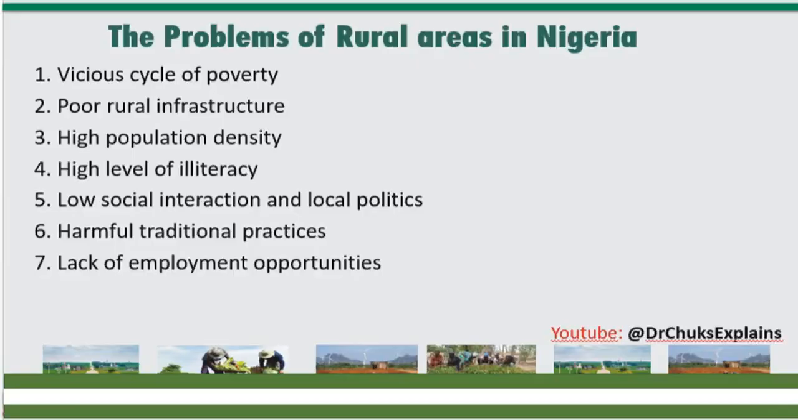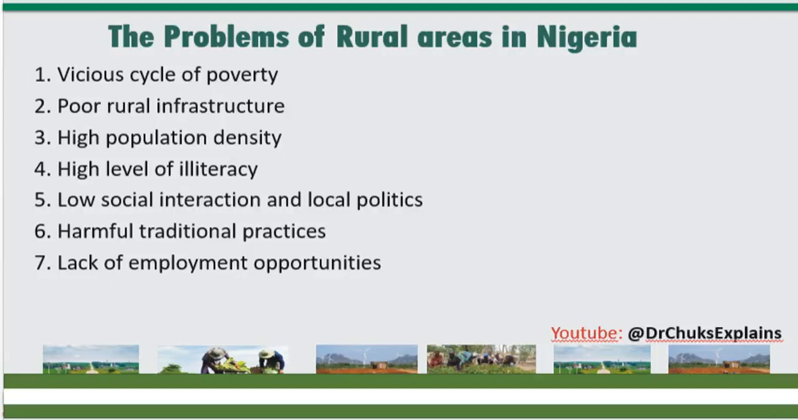Rural areas have this problem. One, vicious cycle of poverty, where poverty is just going in like a cyclical thing from one generation to another. The second is poor infrastructure. The road is bad, education is bad, the health system is bad, just generally infrastructure is poor.